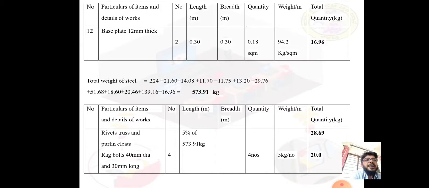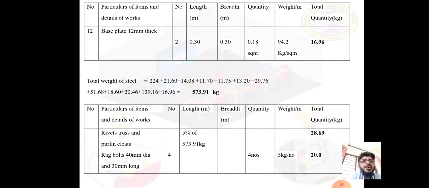So total quantity now 0.18 into 94.2 means 16.96. So these are the total weight. Now if you add, we will get a total weight of the steel truss including members and gusset plates. So now we added all the values.